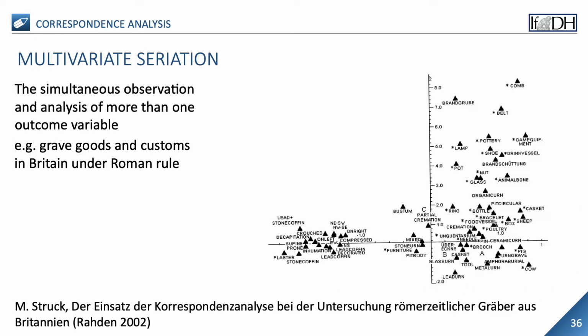The simultaneous observation and analysis of more than one outcome variable is also possible with the help of correspondence analysis. One could also speak of multivariate seriation here. Let us take as an example the grave goods and customs in Britain under Roman rule. The visualization of the main components in a coordinate system shows very nicely that the y-axis divides the categories into inhumation and cremation, while above the x-axis are the cremated material and primary burials. Below that, graves without grave goods are located.